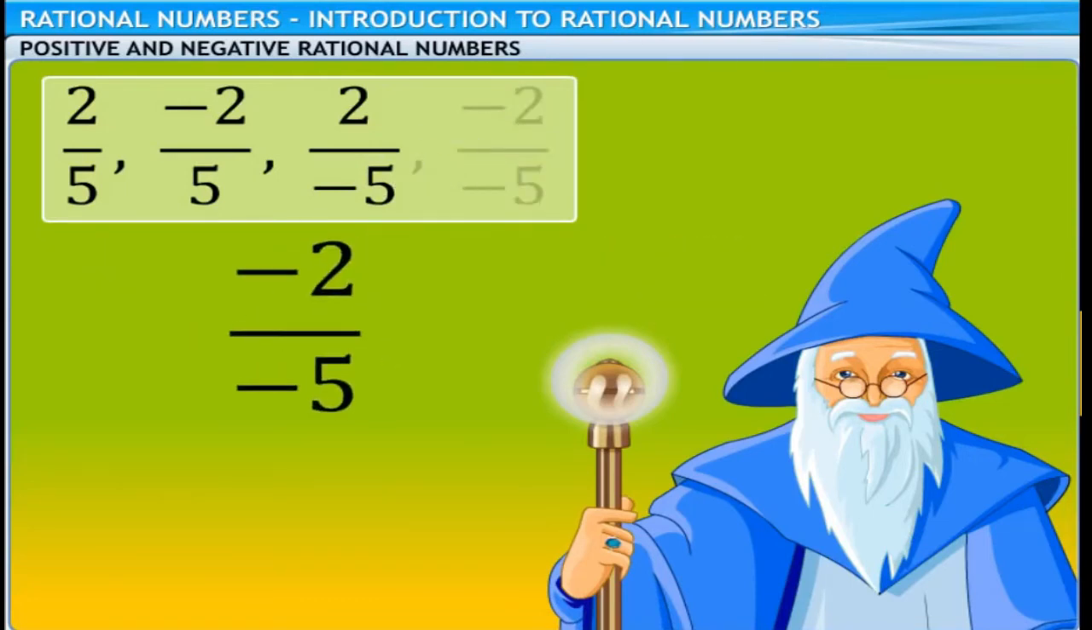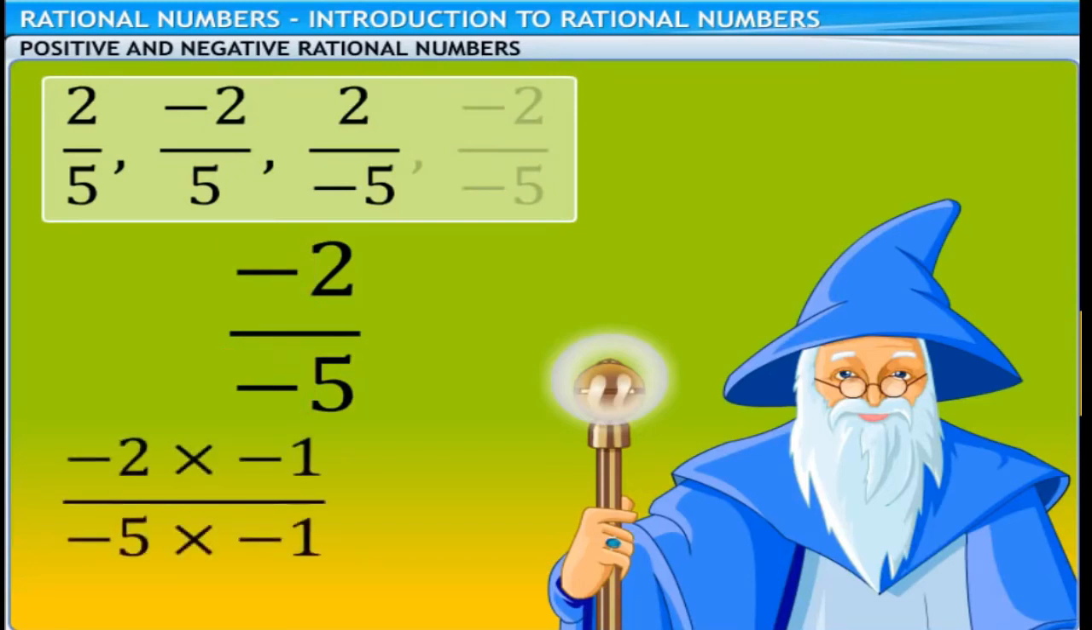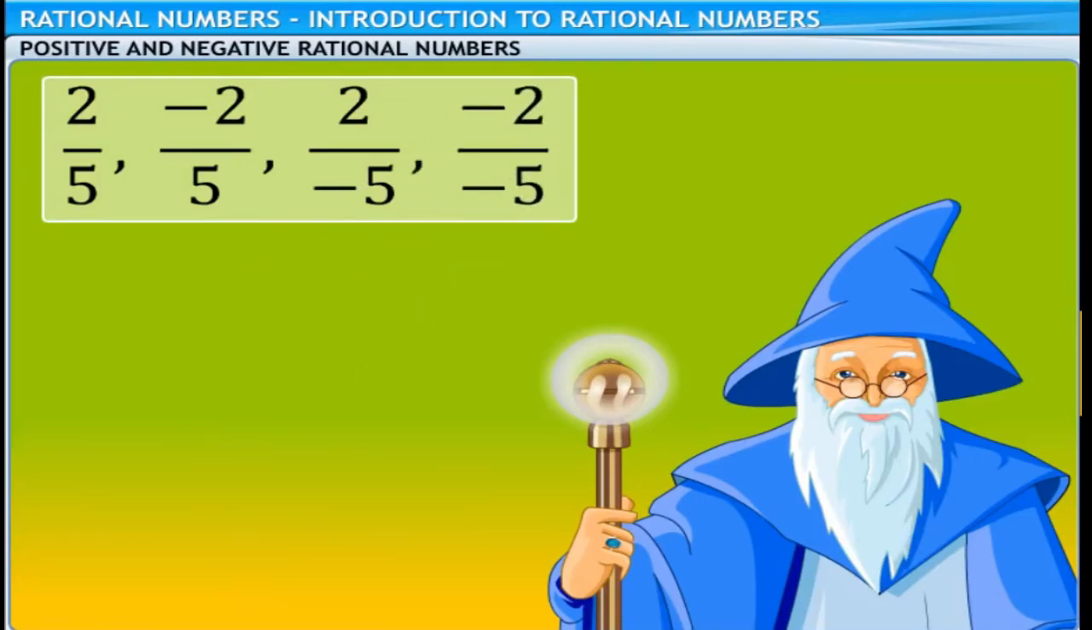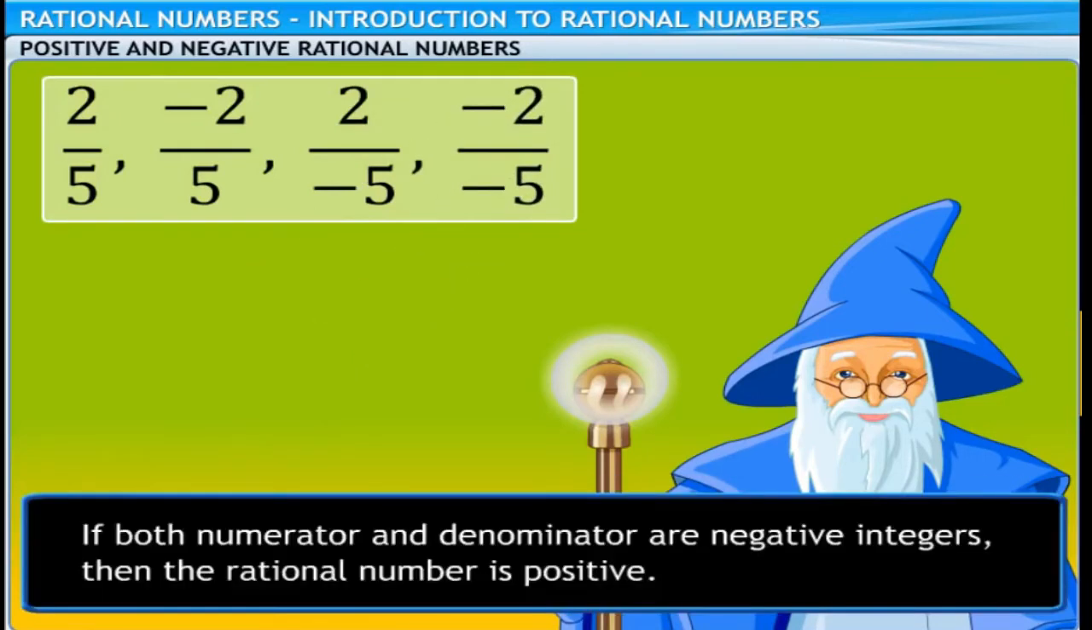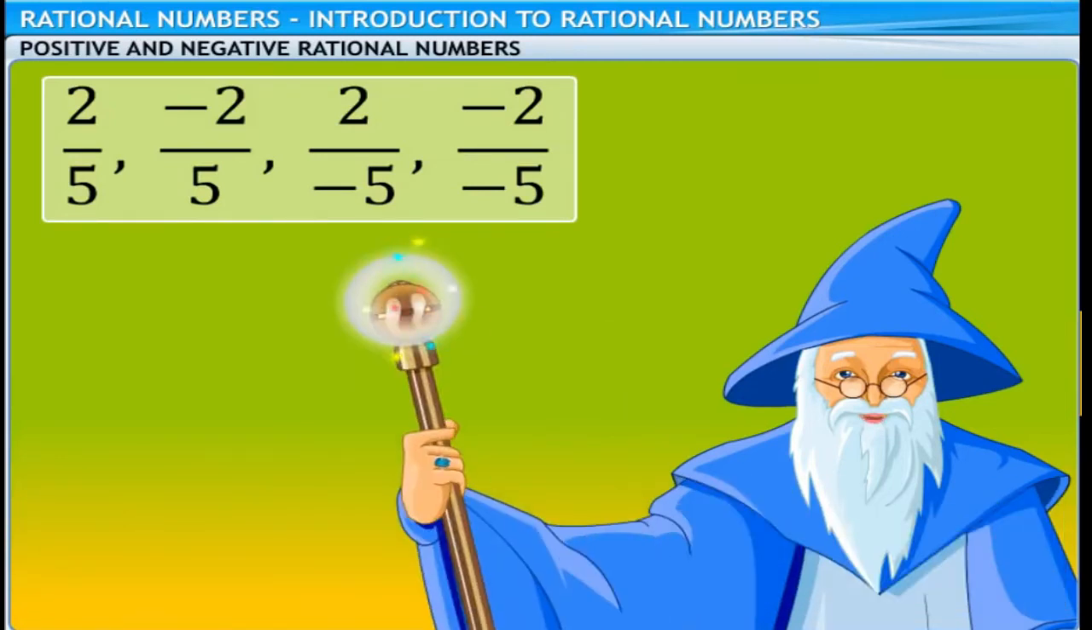Now we come to the number -2 divided by -5. In this number, both the numerator and the denominator are negative integers. If we multiply both the numerator and the denominator by -1, we see that the resulting number is 2 divided by 5. It is a positive rational number. So, if both numerator and denominator are negative integers, then the rational number is positive. Here are a few more examples.